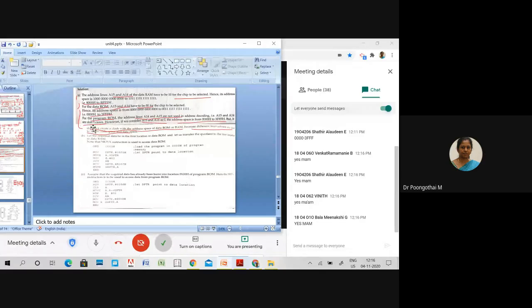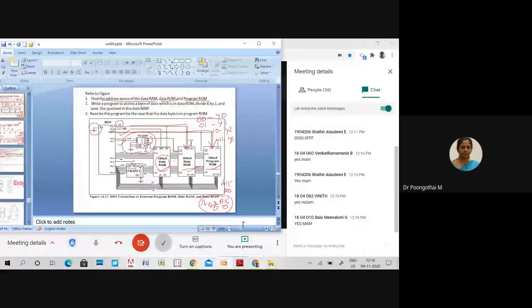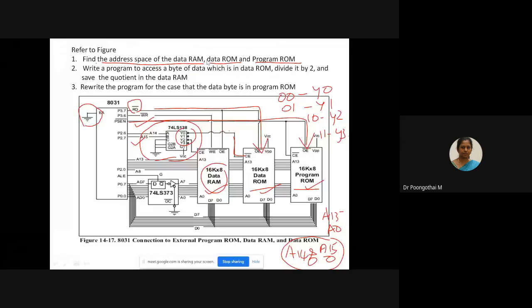Okay. So this is the first question. Find the address space of data RAM, data ROM, and program ROM. Next, write a program to access a byte of data which is in data ROM. You have to fetch the data from the 16K cross 8 data ROM and divide that value by 2, and save the quotient in the data RAM. So that is the different memory. You get the data from data ROM, divide it by 2, and save the quotient in data RAM.